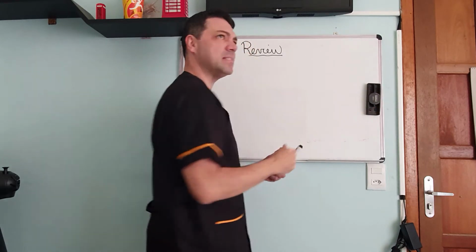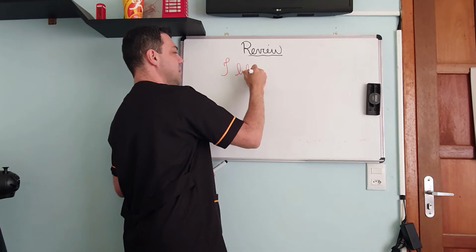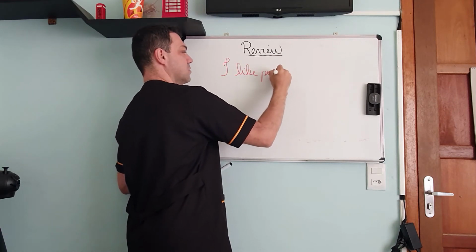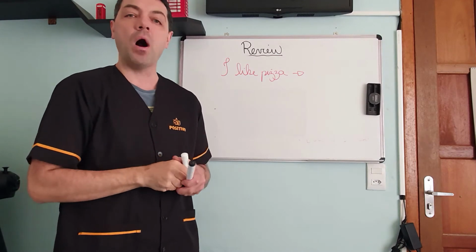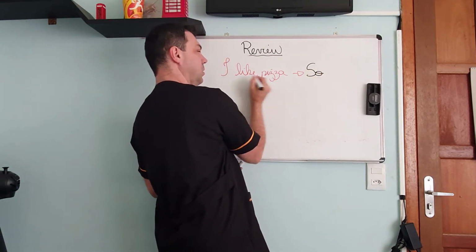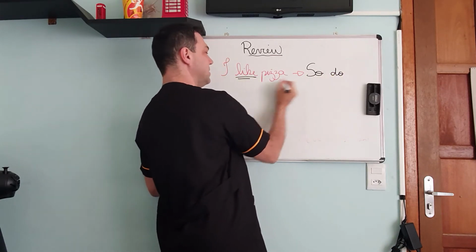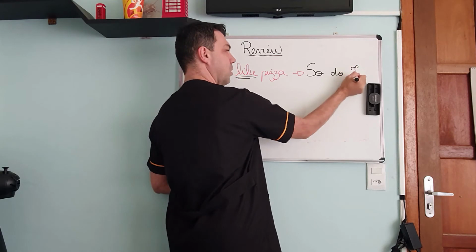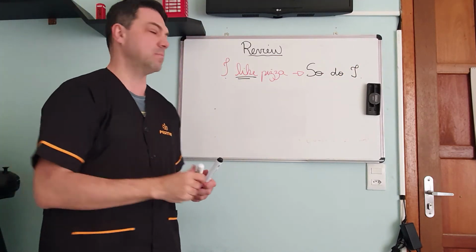Do you like pizza? Yes, I like pizza. So how do you agree with that? You are going to say that you also like pizza. So you have to say "so", simple present, pronoun. Easy like that. Just another verb tense.